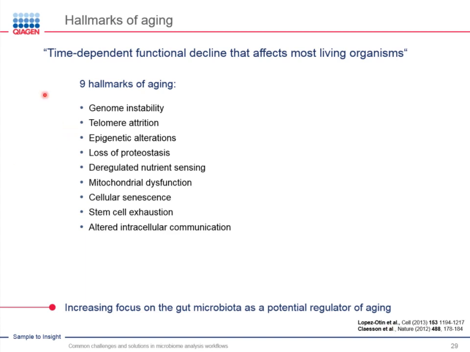It was found that cells, when they're aging, get more and more genome alterations, so the genome instability is increasing. Telomere attrition is seen, so your telomeres are shortening and your cells cannot replicate anymore. Your methylation patterns are changing, so you have epigenetic alterations in your DNA. And there are many other processes in your body which are affected. However, in recent times, as for pretty much every area of interest, the microbiome came into focus. There is an increasing focus on the gut microbiota as a potential regulator of aging. So we wanted to have a look at this.